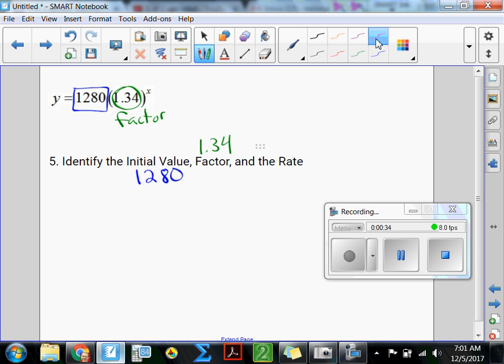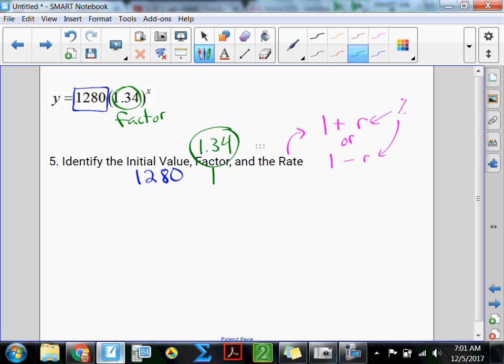And then the rate is made up of 1 plus r as a percent, or it's made up of 1 minus r as a percent. And so we're trying to find out what the rate is as a percent. There's a couple different ways to do that.